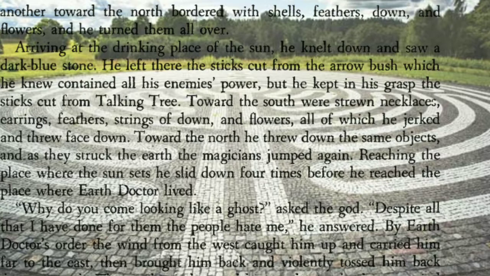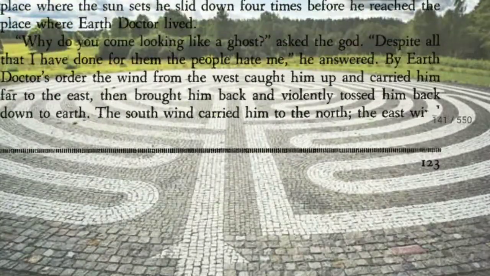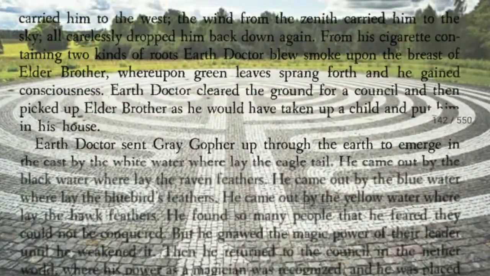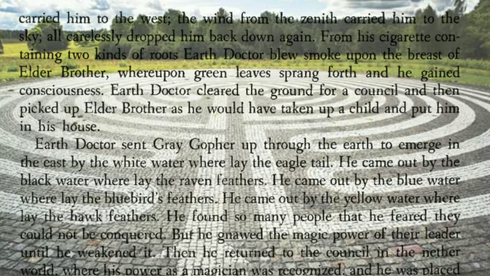Reaching the place where the sun sets, he slid down four times before he reached the place where Earth Doctor lived. "Why do you come looking like a ghost?" asked the god. "Despite all I have done for the people, they hate me," he answered. By Earth Doctor's order, the wind from the west caught him up and carried him far to the east, then brought him back and violently tossed him back down to the earth. The south wind carried him to the north. The east wind carried him to the west. The wind from the zenith carried him to the sky, and all carelessly dropped him back down again.